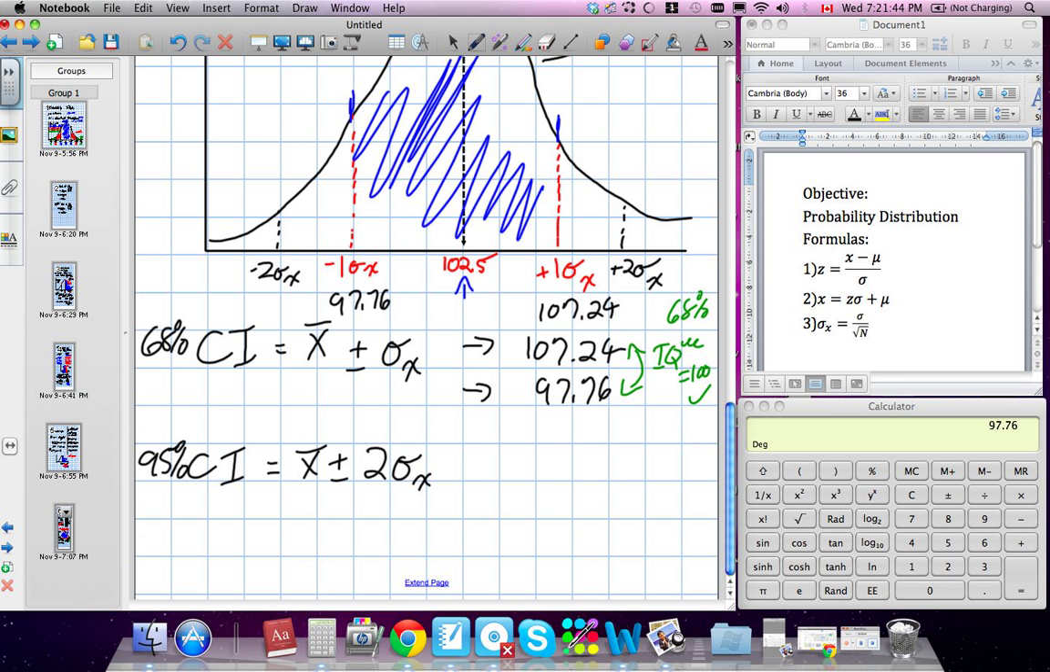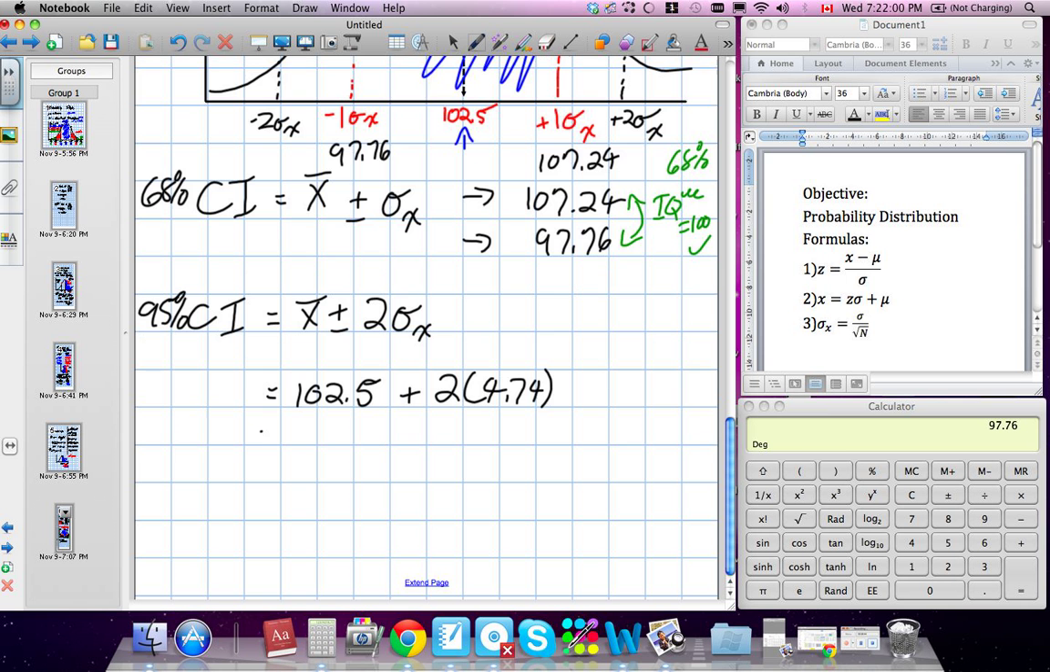Because remember, they're talking about a standard error. And our standard error was 4.74, right? So now our mean, which was our sample mean, is up here, and 4.74 was our standard error.